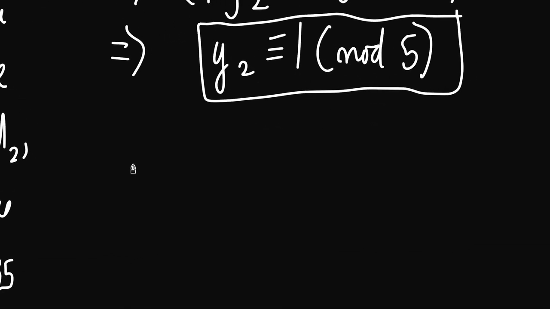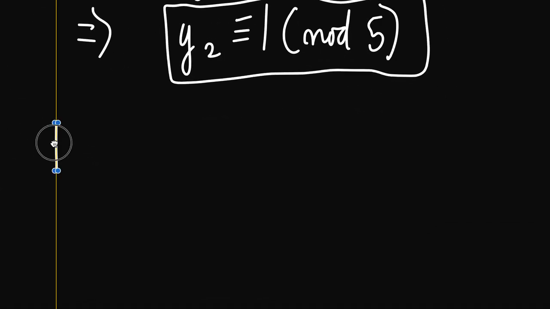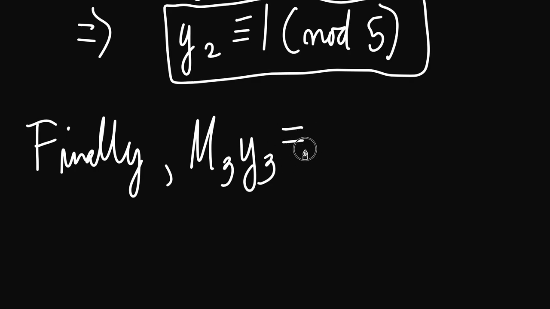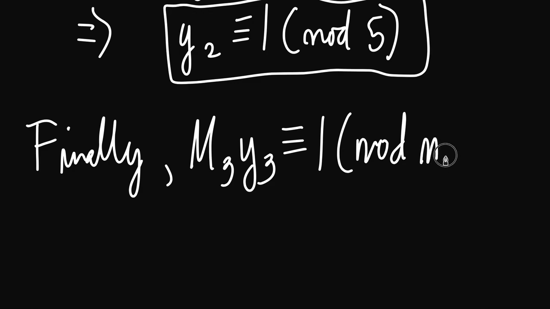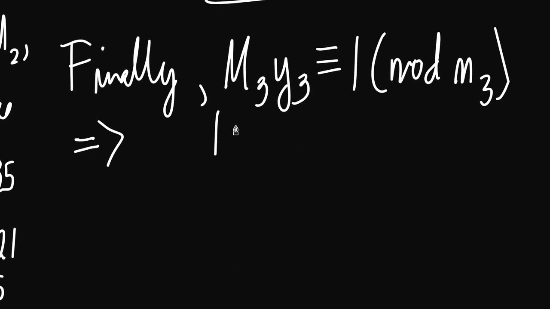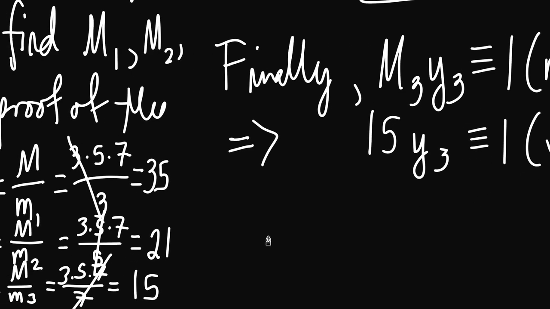Finally, for our third y sub 3, we have big M sub 3, y sub 3 is congruent to 1 mod small m sub 3. So this yields us big M sub 3 is equivalent to 15. We don't know y sub 3, so let's copy that: y sub 3 is congruent to 1 mod m sub 3. m sub 3 is equal to 7.